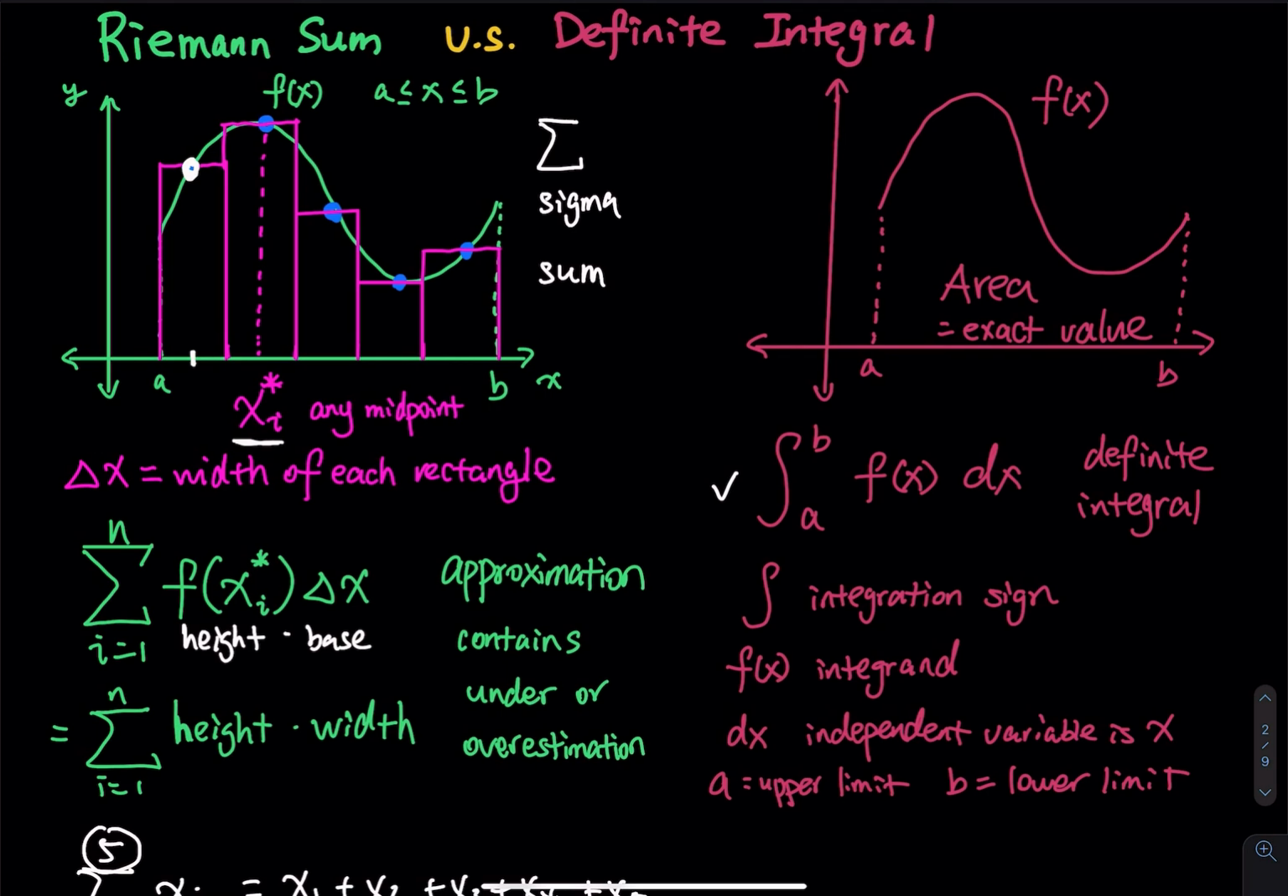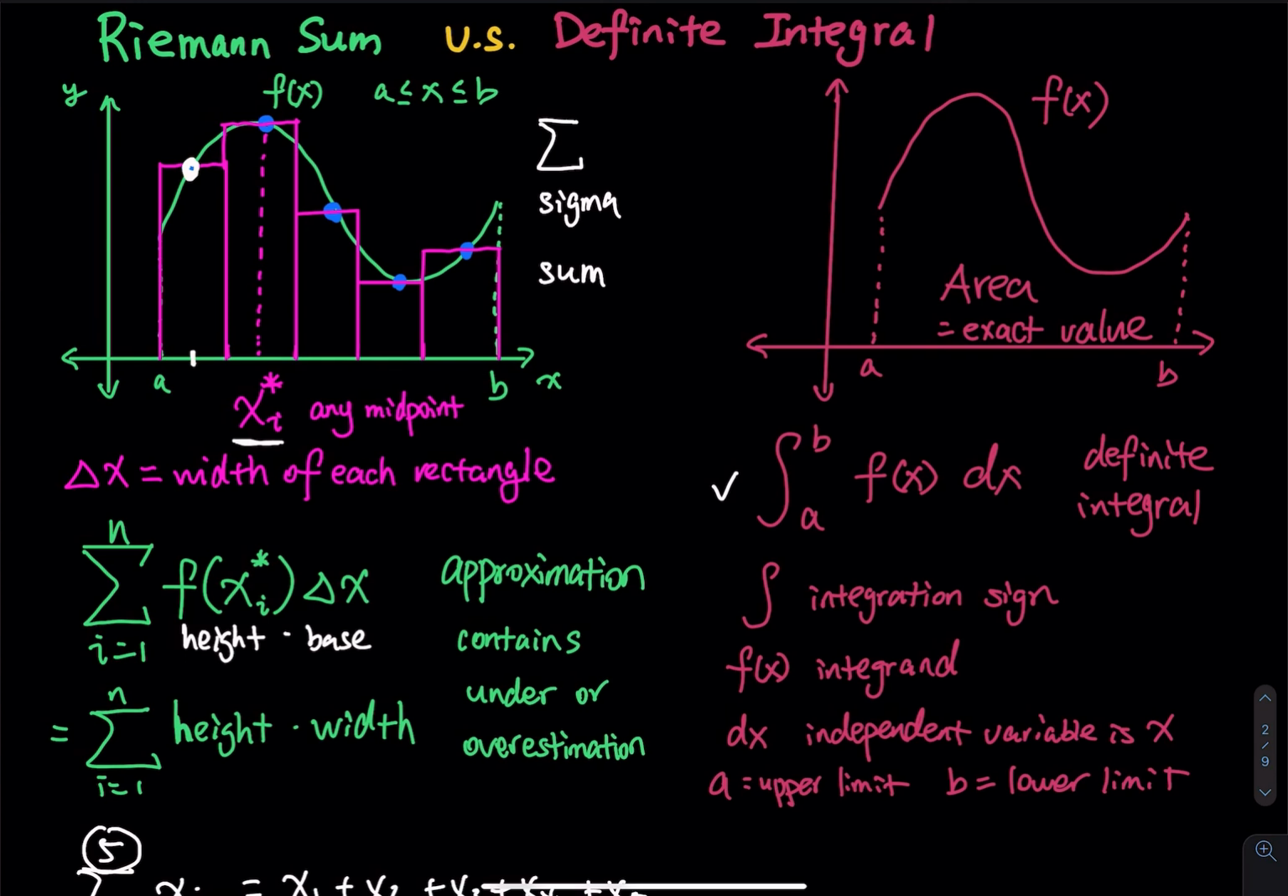Just like in the derivative, you know that if f of x equals x squared, when you take the derivative, you have to know that x is the independent variable. So the derivative of x squared is 2x. That is the derivative of x squared with respect to x. You have to tell me which letter is the independent variable. When you do an integral, the dx tells me x is the independent variable in this integral.